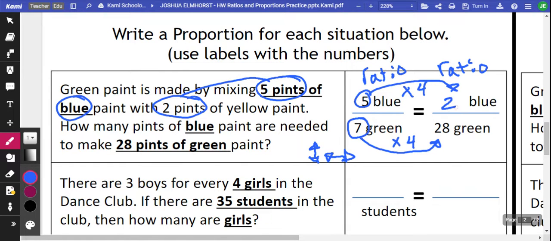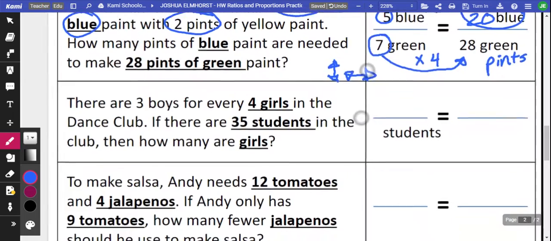And then just knowing that, we're going to use the same factor. 5 times 4 is 20. So in order to make 28 pints of green, we're going to need 20 blue to mix with the yellow.